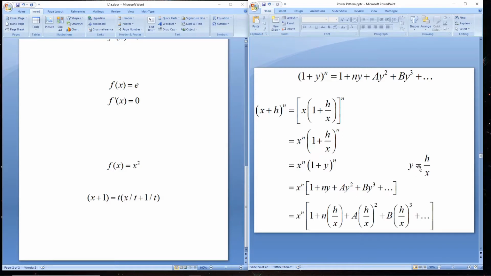And I'm going to plug h over x back in for y. And so we get this expression here. And again, I am going through this a little bit quick because it's just meant to help you understand that these patterns do come from math. They aren't just made up. So I'm going through a little bit quick because it's not going to be on the homework or anything. But here's our expression where we're at.